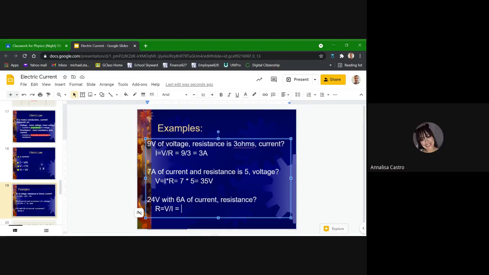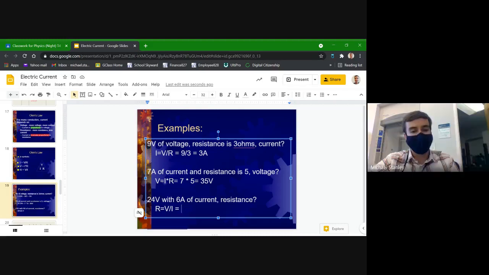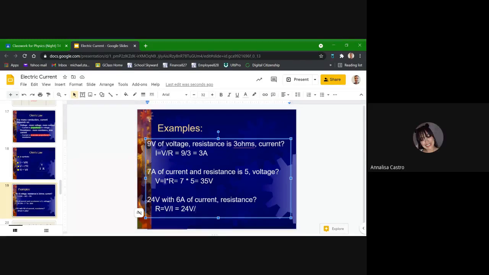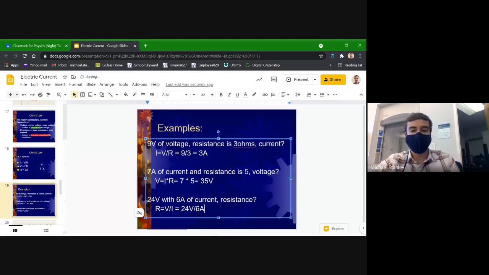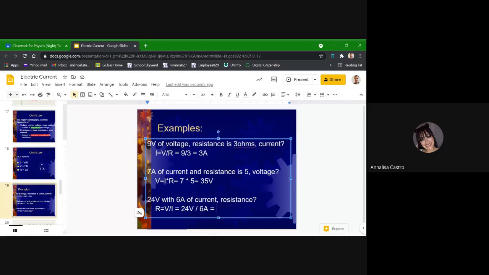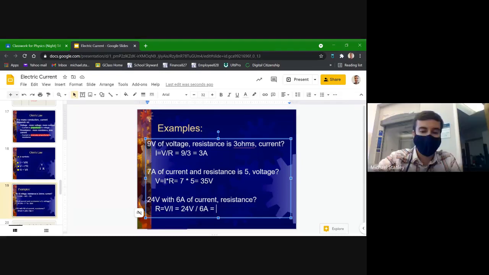Six. What? Hold on. We got 24 volts divided by how much current do we have? 6, right? Yep, we got 6 amps of current. What is our total resistance in this circuit? My bad. It was 4. 4. Perfect. 4 ohms.